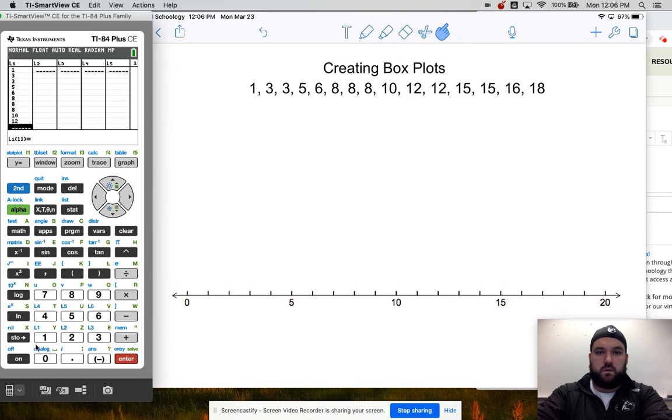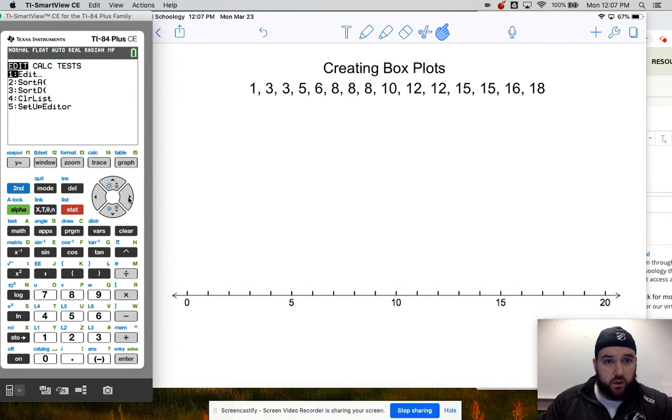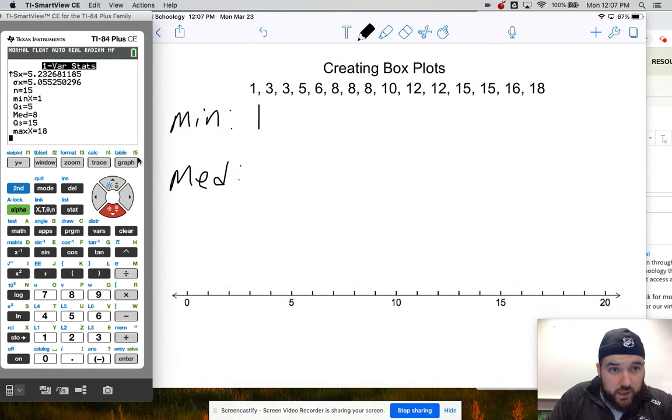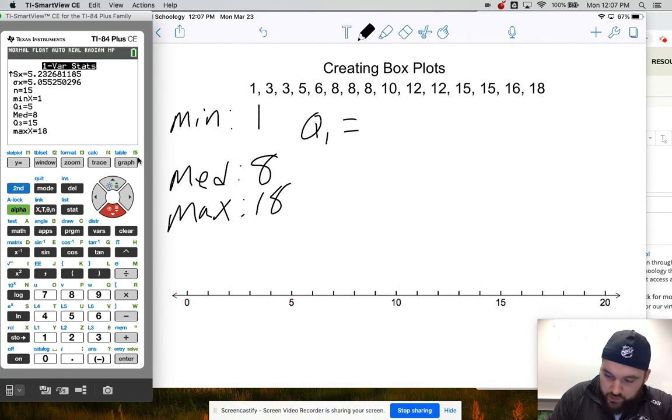12, 15, 15, 16, and 18. Okay, so I'm going to go stat, over to calc, one-variable stats, I hit calculate until it tells me the information I want, and then I scroll to the bottom. So we have the minimum is 1, the median is 8, max is 18, with Q1 being 5 and Q3 being 15.